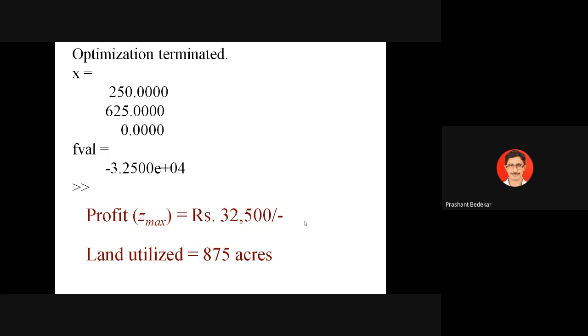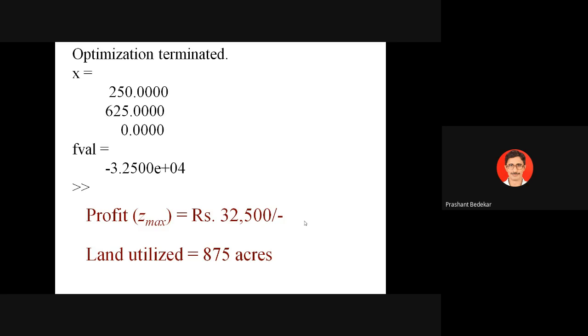While presenting the final answer, again, be careful. Don't say that profit is equal to minus 32,500. No, it is 32,500. Profit was Z, to be maximized. We converted it to F, which is to be minimized. So maximum profit is positive 32,500.